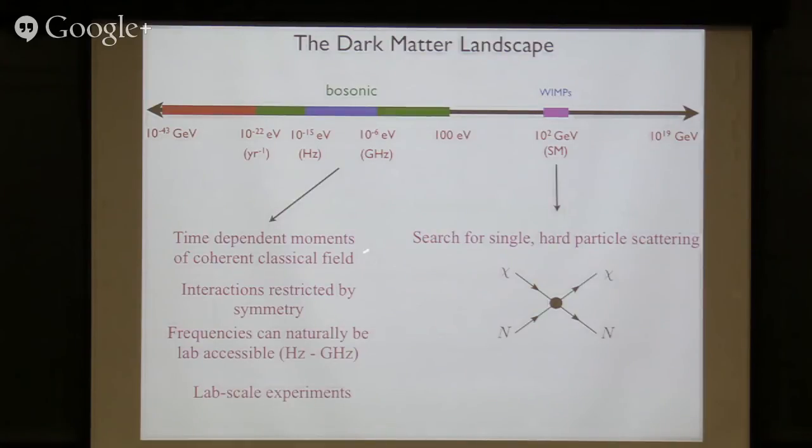So essentially, one is searching for time-dependent moments of coherent classical fields, which becomes a sort of new way to think about how to search for these kinds of dark matter particles. And once you say that you want this dark matter particle to be natural, then essentially the game is set by symmetry. There are only about six possibilities at the leading level. And it appears that you can actually search for all these six possibilities.